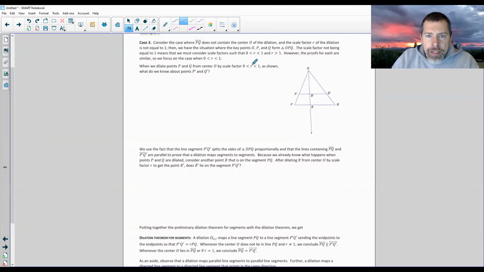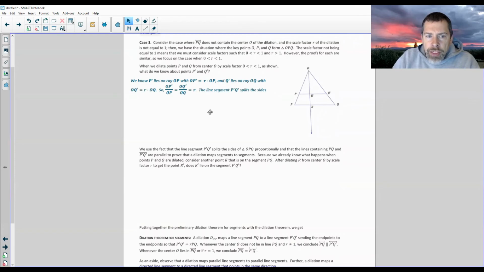Okay, when we dilate them from center O by a scale factor of R less than 1 but greater than 0, as shown, what do we know about the points P prime and Q prime? All right, well, we know that P prime lies on ray OP, and OP prime equals R times OP, the scale factor. And Q prime lies on OQ, and OQ prime equals R times OQ. So then we get a proportion where OP prime is to OP as OQ prime is to OQ, which equals our scale factor. The line segment P prime Q prime splits the sides of triangle OPQ proportionally. It's a side splitter.